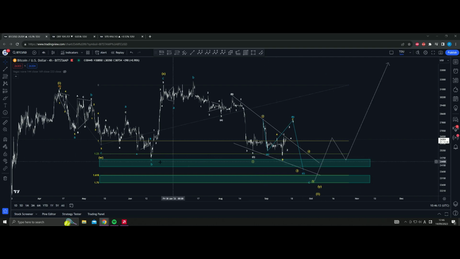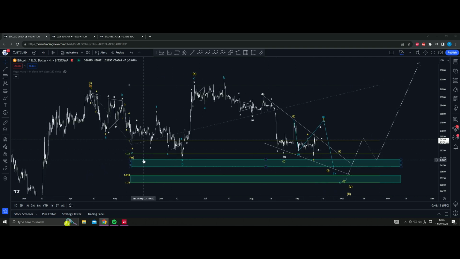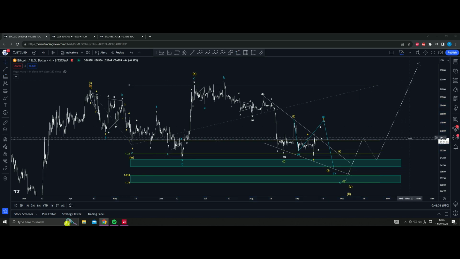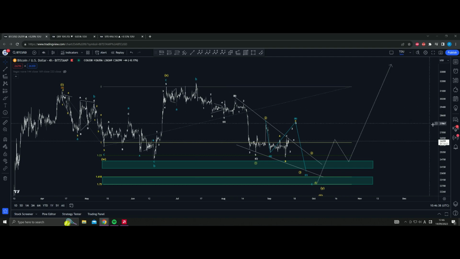But I also labeled this other green area here because of the obvious support, and I think there's also one other algo there. Probably, yeah, it's 1.23 from the wave B. That was it. Okay, from this B.